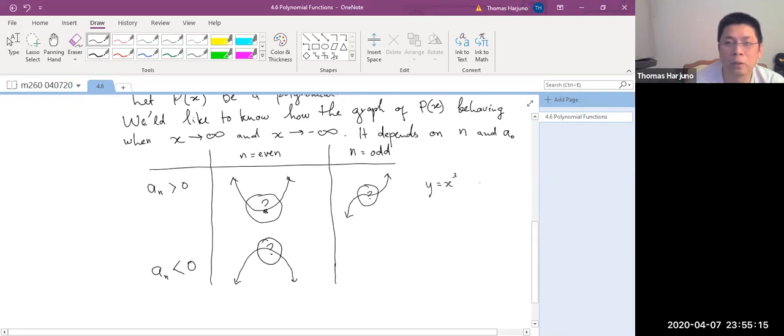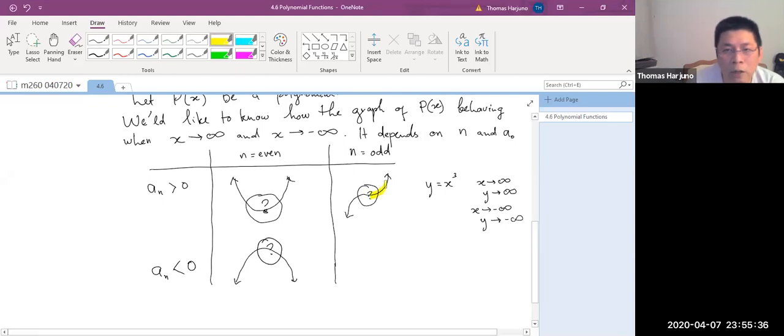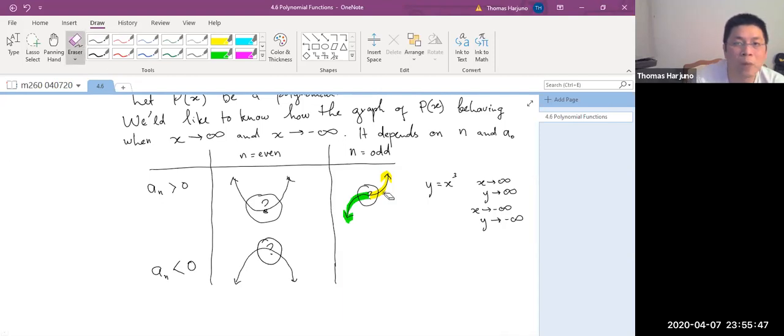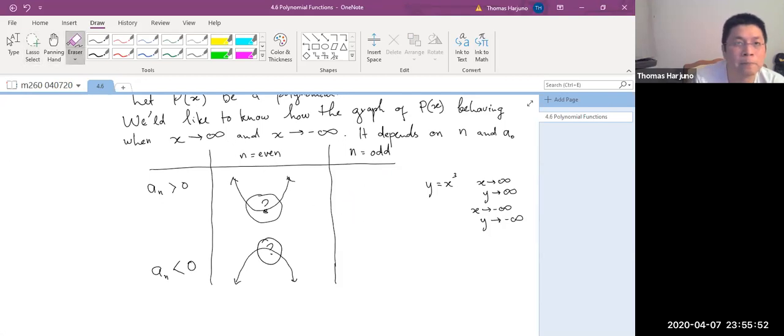Okay, when x is really large, then the y value gets very large positive also. But when x goes to negative infinity, the y will also go to negative infinity. The further I go to the right, I will go up. The further I go to the left, I will go down. Okay, now again, we don't know what happened in the middle. But at least we know what happens when you go very far to the left or very far to the right.